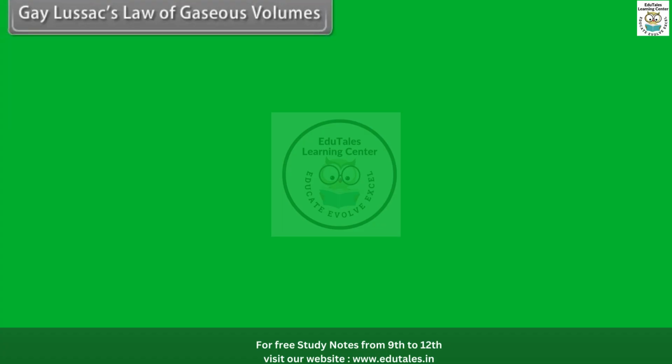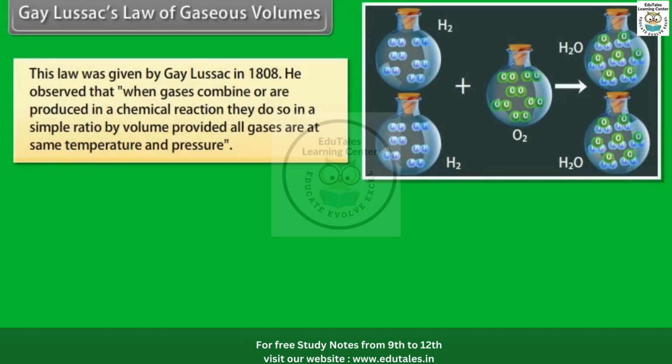Gay-Lussac's law of gaseous volumes. This law was given by Gay-Lussac in 1808. He observed that when gases combine or are produced in a chemical reaction, they do so in a simple ratio by volume, provided all gases are at the same temperature and pressure.